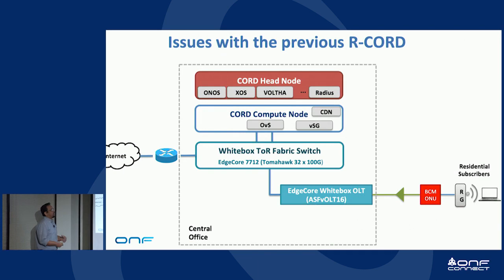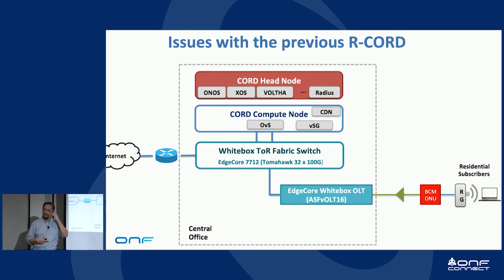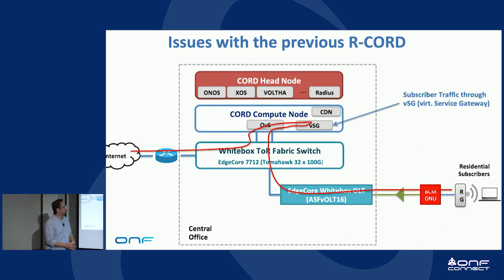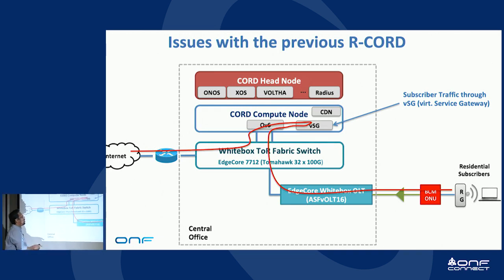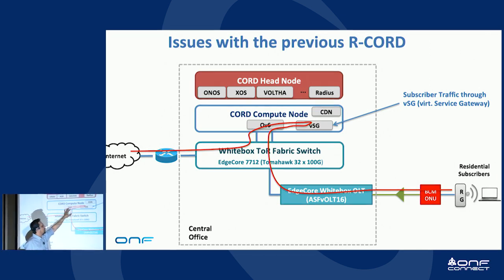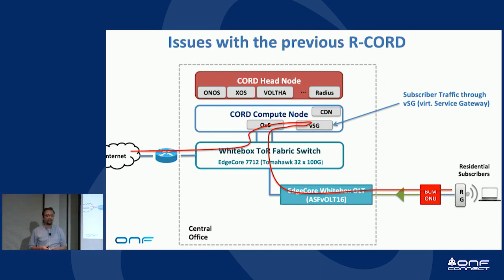You would have also heard of RCORD. On top of the CORD platform, we had a profile in the past that we called RCORD, and RCORD used to do things differently. The traffic that comes from the residential subscribers goes through the hardware OLT as well as the switch, but then it used to go into the compute nodes through a virtual switch like OVS, and then visit a container that we used to call the VSG, or the Virtual Subscriber Gateway.